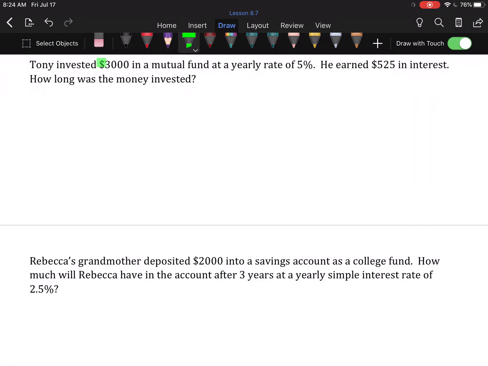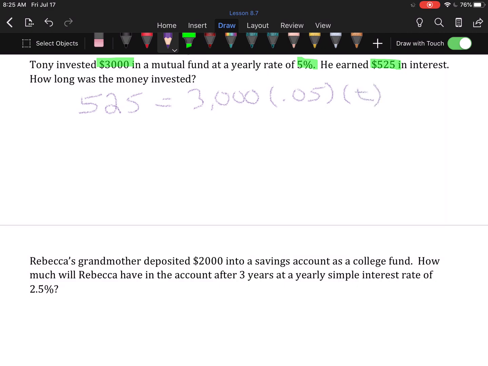Tony invested $3,000 in a mutual fund at a rate of 5%. He earned $525 in interest. How long was the money invested? So here we don't know time. I know interest. Interest is $525. I know the principal. The amount invested was $3,000. I know the rate is 0.05. What we don't know is the time, t.